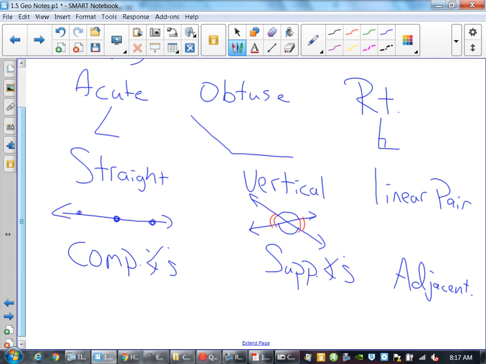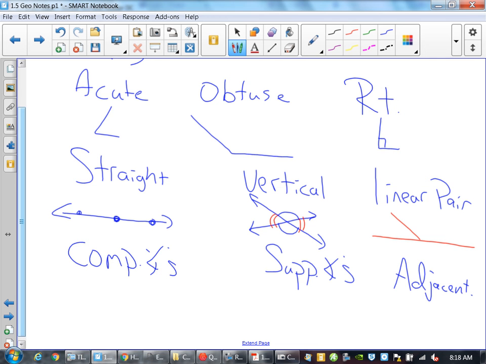Linear pair. What is a linear pair? Linear pairs are adjacent angles that create a line. So basically, all you have to do is that. And that's a linear pair. A linear pair is two adjacent angles that form a line. Adjacent angles are angles that share a common vertex and a side. That's a very easy definition for them.